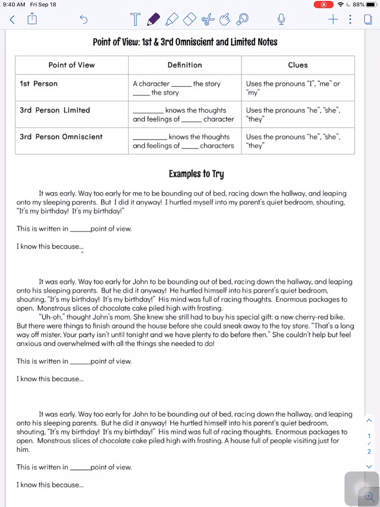Hi everybody, today we are going to take notes over point of view. So you need to make sure that your notes page is in the studies section of Notability. As I'm filling out my notes, you need to fill in your notes along with me.